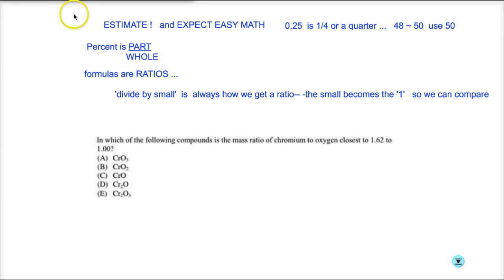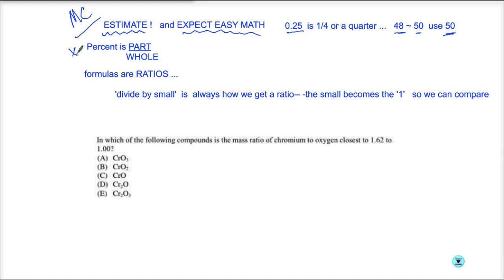Okay, so as you're preparing for your test, for the multiple choice part, I want you to remember that you must estimate, and you should expect easy math. So when you're given numbers like 76, you make it 75. When you're given a number like 48, you make it 50 and use that 50 in your calculation. 0.25, get it out of decimal form, think about it as a fourth or a quarter.